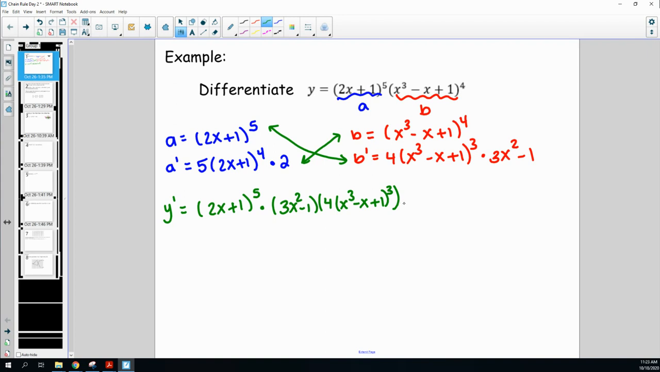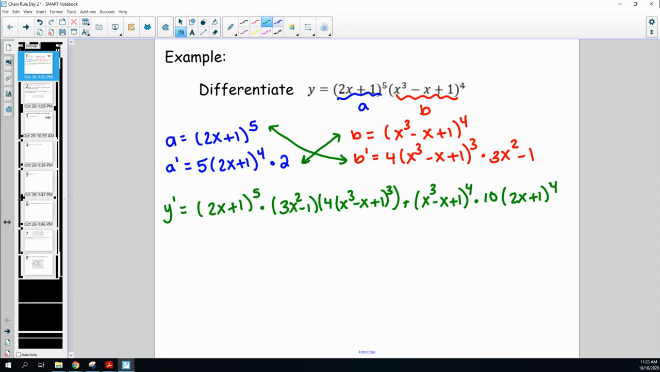Then I'm going to do plus the second, which is (x^3 - x + 1)^4, times the derivative of the first. So I'm going to multiply 5 and 2. So I'm going to get 10 times (2x + 1)^4. So this looks a little bit crazy. So then what I'm going to do here is try to factor out something useful, because this looks very crazy and I don't want to have to multiply this all together.